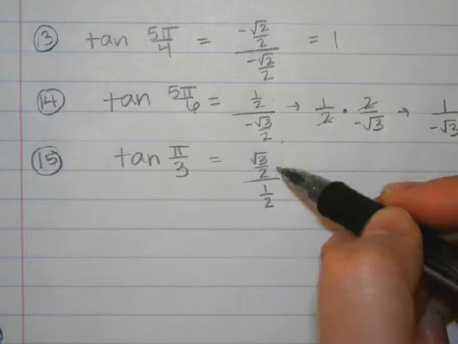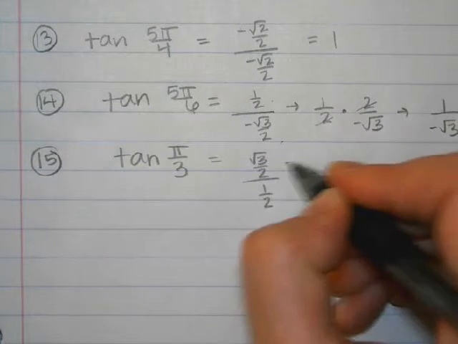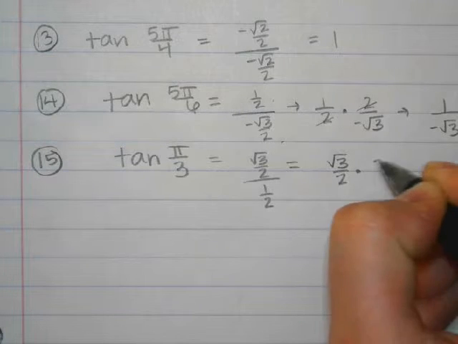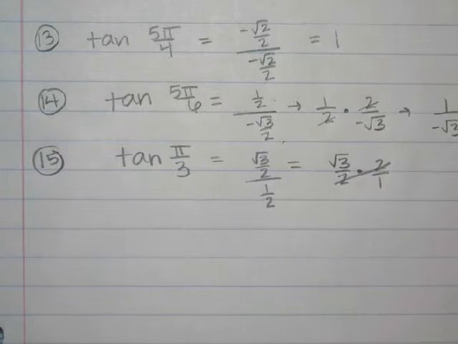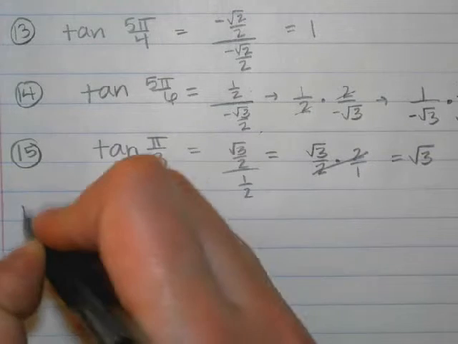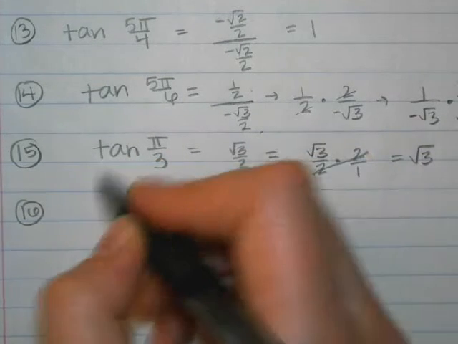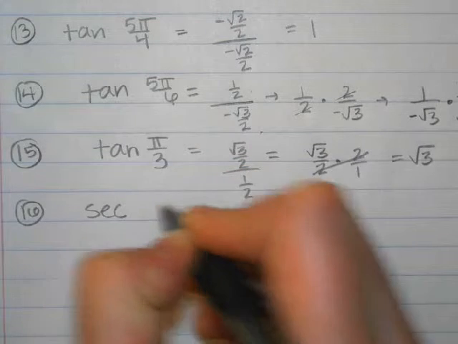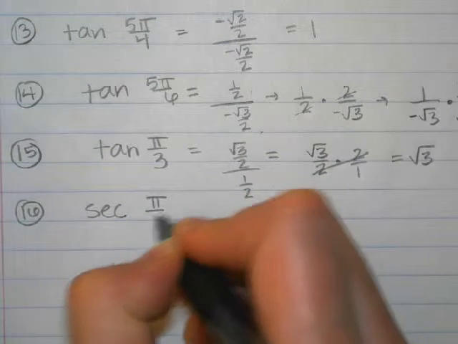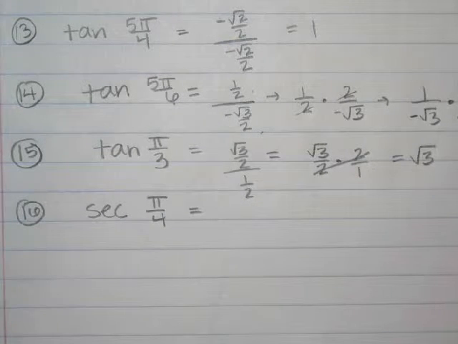All right, so if we do y divided by x, then we keep it, change it, flip it, right? And the 2's cancel, and we just have root 3 over 1, which is just root 3. All right, here's the next one. We're going to do secant of pi over 4.